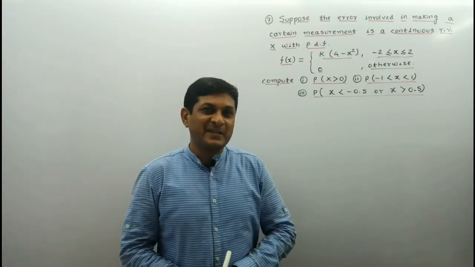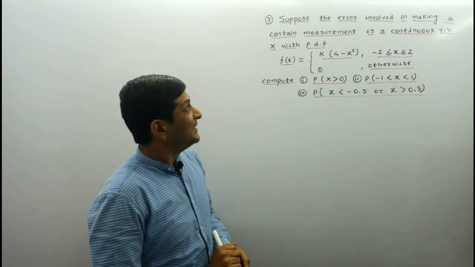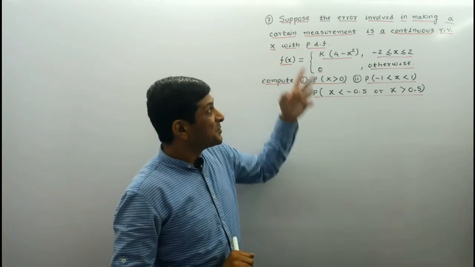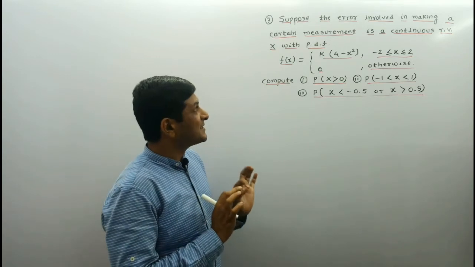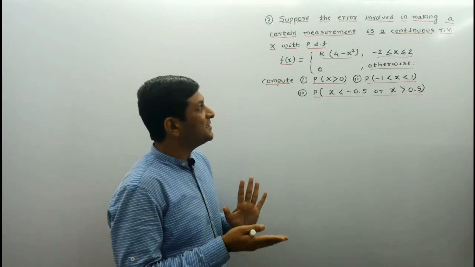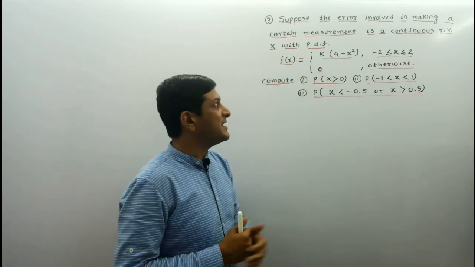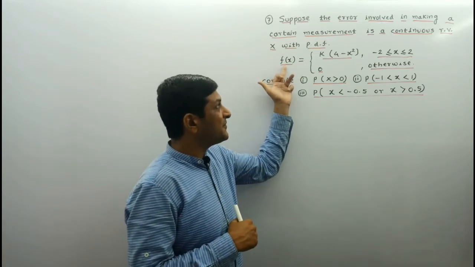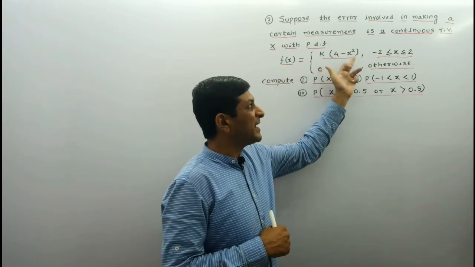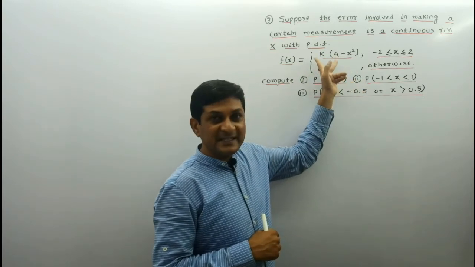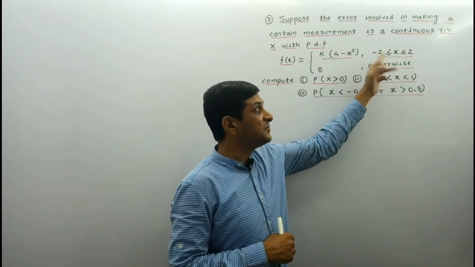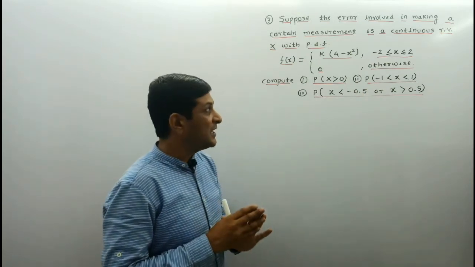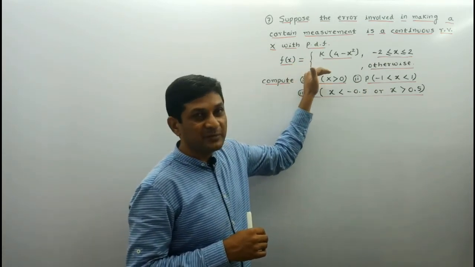Now see the example number 7. In this example, observe the question. Suppose that the error involved in making a certain measurement is a continuous random variable with probability density function defined as f of x is equal to k into 4 minus x square, and this is the value of f of x if x lies between minus 2 and plus 2, and otherwise the value of f of x will be equal to 0.